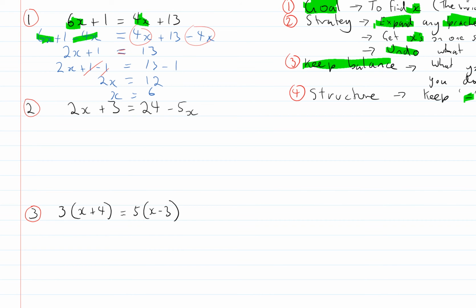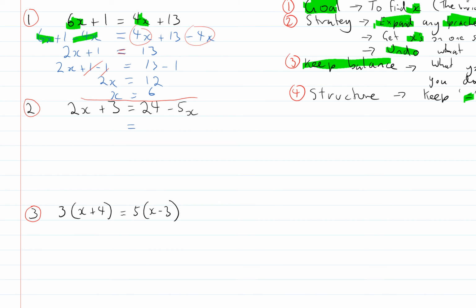Alright, and I could substitute those back in here. 6 x's are 36 plus 1 is 37, 4 6's are 24 plus 13 is 37, so that works out. Okay, let's have a look at the next one.